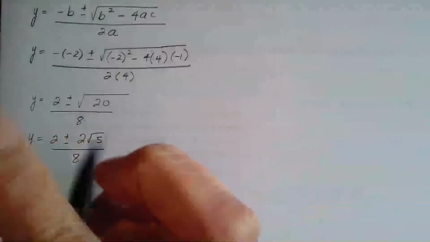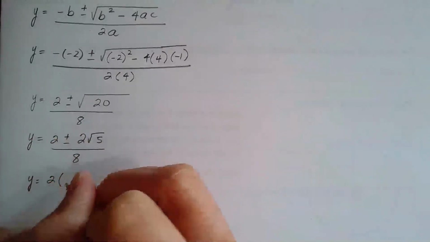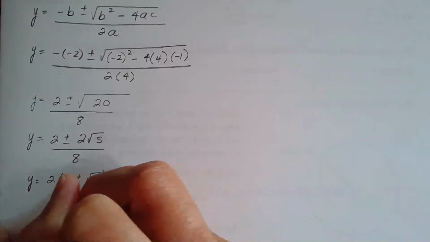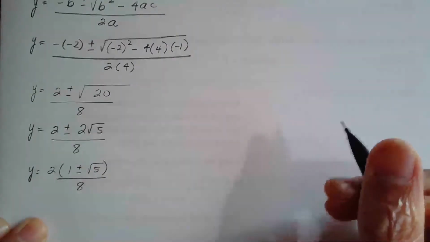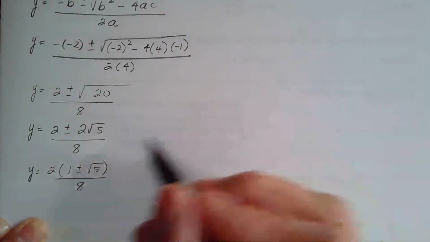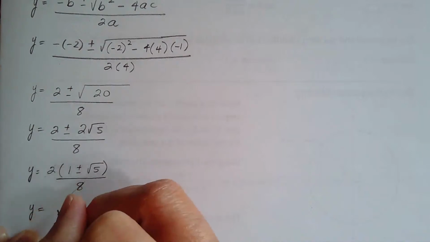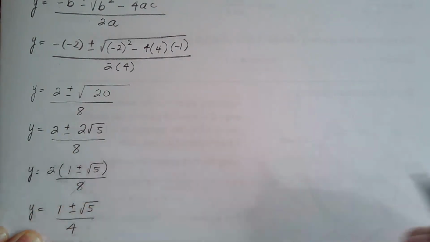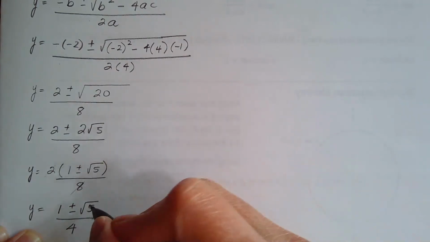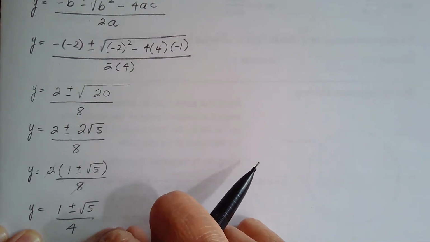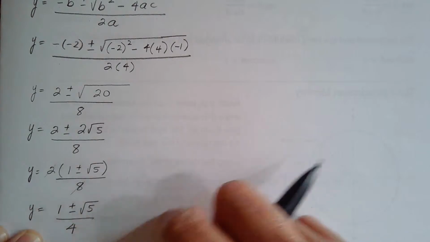And then factor out the common factor of 2. So it's going to be 1 plus or minus root of 5 over 8. And then the 2 and the 8 have a common factor of 4. So that becomes y equals 1 plus or minus root of 5 over 4, which is kind of a really not nice number. It's going to be an irrational number. So what we need to do is put that information back.